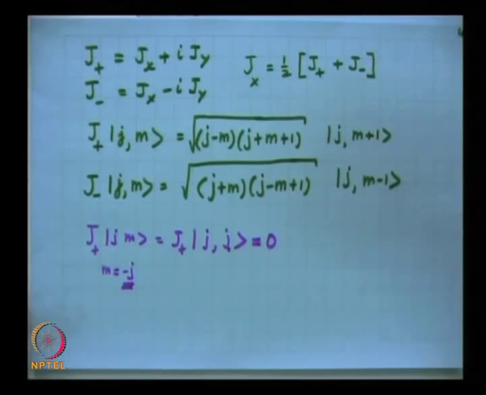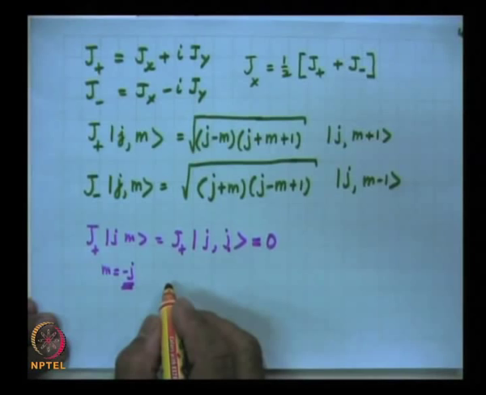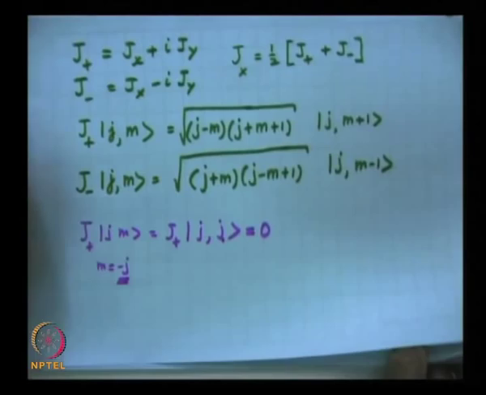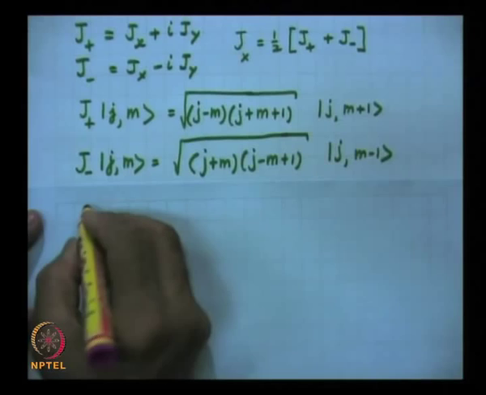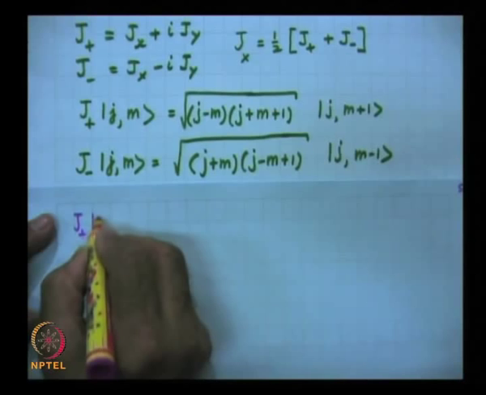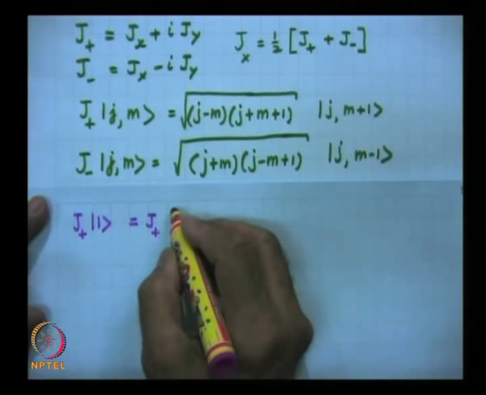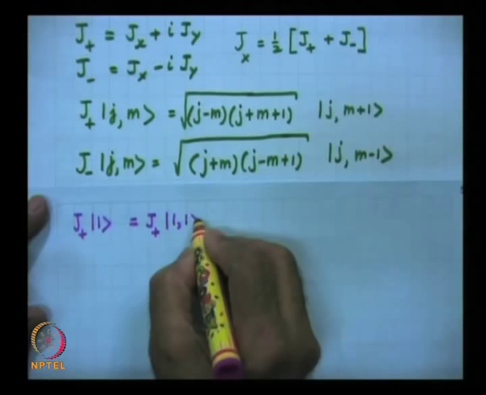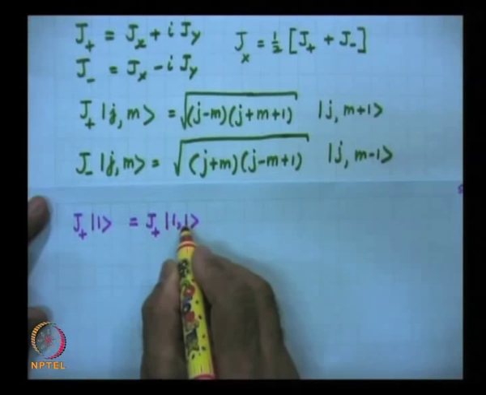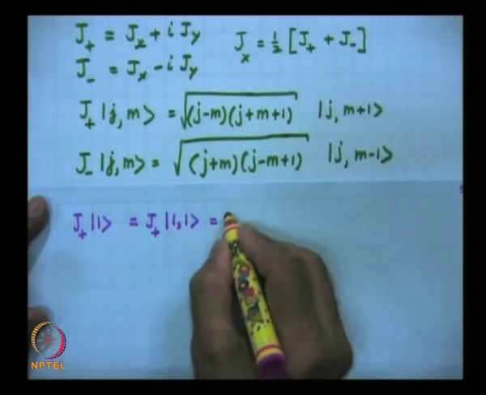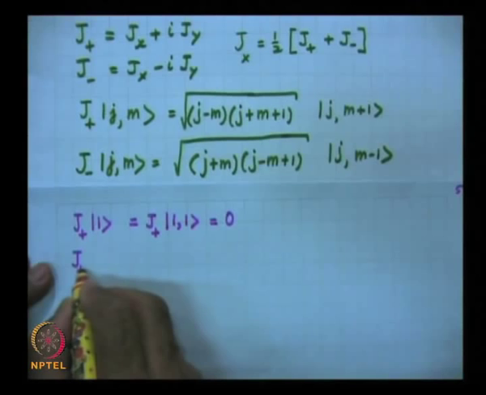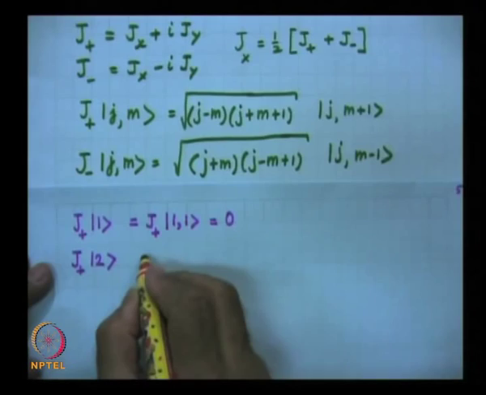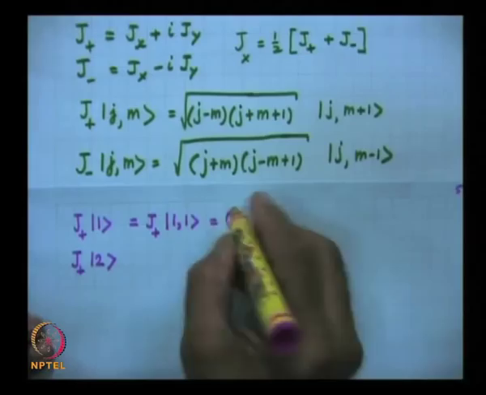Okay. Now, we use these two relations to obtain J plus ket 1 and J plus ket 2. So, let me write it down. So, we have here J plus ket 1, which is J plus ket j m, where j value is 1, m value is 1. So, if I apply that, j minus m is 0. So, this is a null ket. Okay. Similarly, J plus ket 2 will be equal to, I am sorry, we are considering j is equal to, sorry, let me redo this.